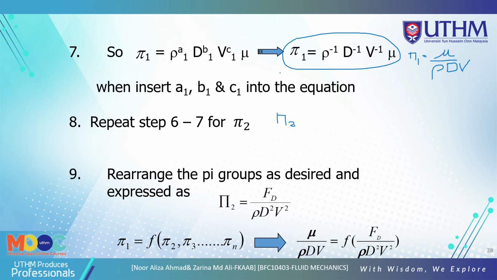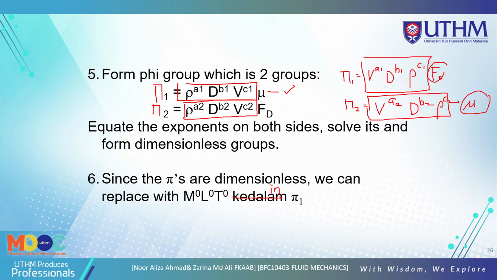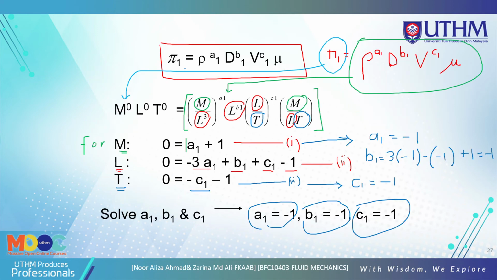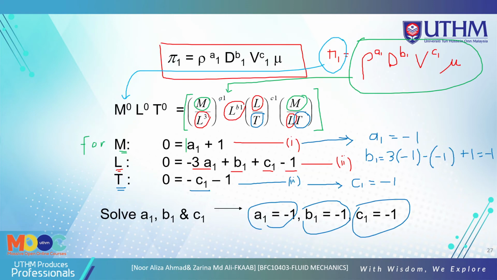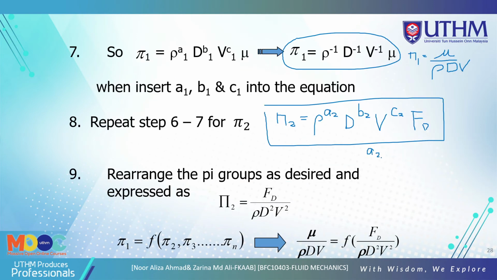Okay, you repeat again based on the pi 2 here: density to the power A2, and D to the power B2, and the velocity to the power C2, and you get the FD. So you just do it again based on pi 2. You calculate again as here, as this calculation here. The M L T powers for A2, B2, C2, and you get the A2, you get the B2, and you get the C2.